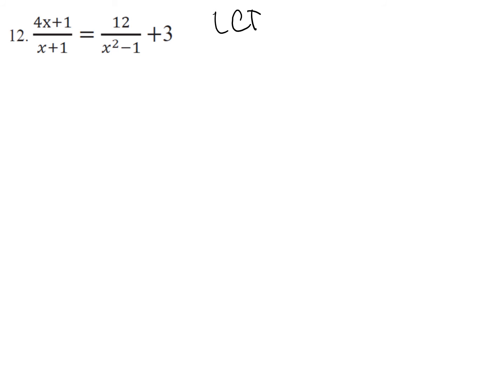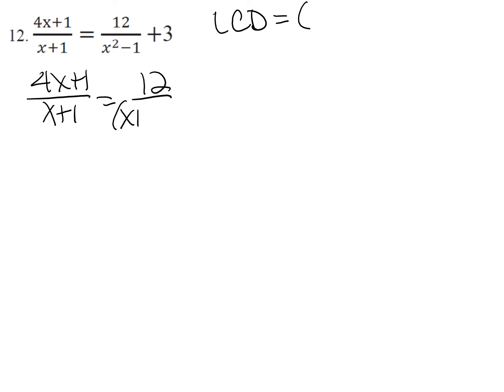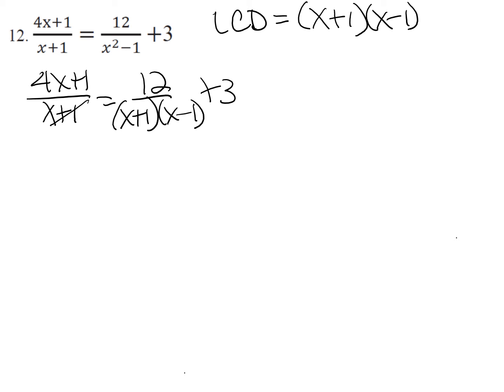Okay, my LCD is, I got to factor that first. 4x plus 1 over x plus 1 equals 12 over x plus 1, x minus 1 plus 3. So my lowest common denominator is x plus 1 times x minus 1. So I'm going to multiply that everywhere. And when I do, the x plus 1 will cancel here and here.